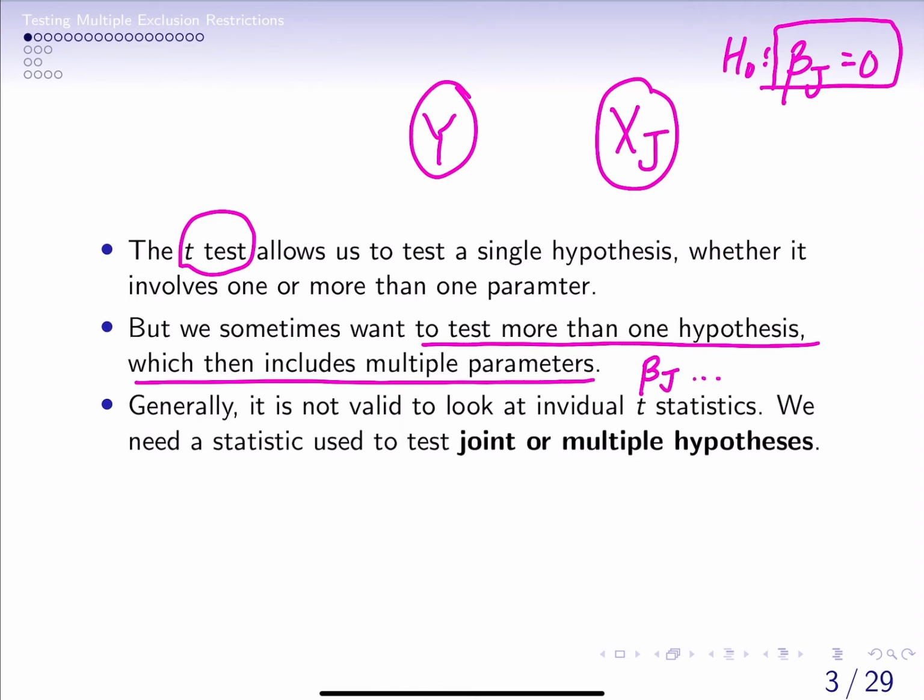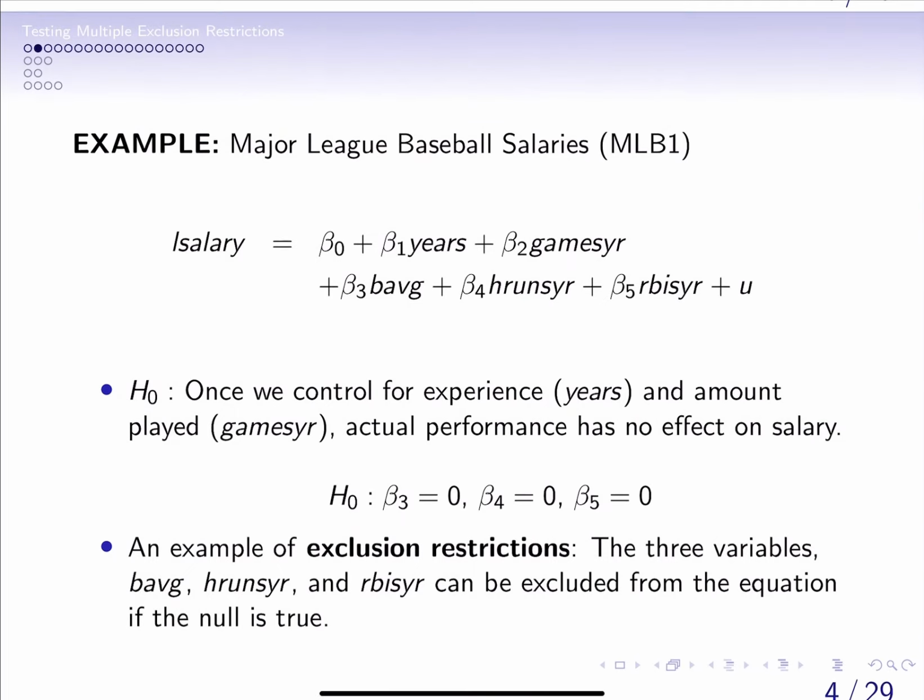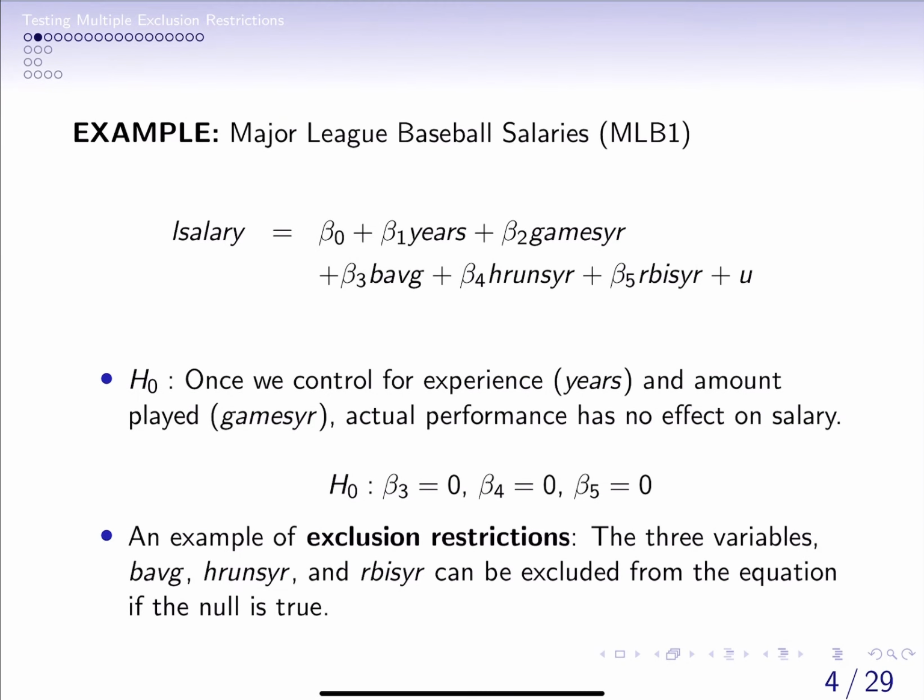Generally, when we are testing multiple linear restrictions, it is not valid to look at individual t-statistics. What we need is a statistic that tests for a joint multiple hypothesis, or tests for joint significance. And this is best explained if we take an example.